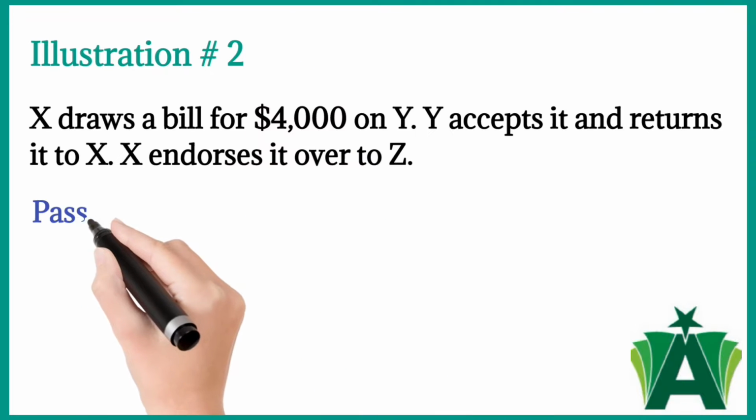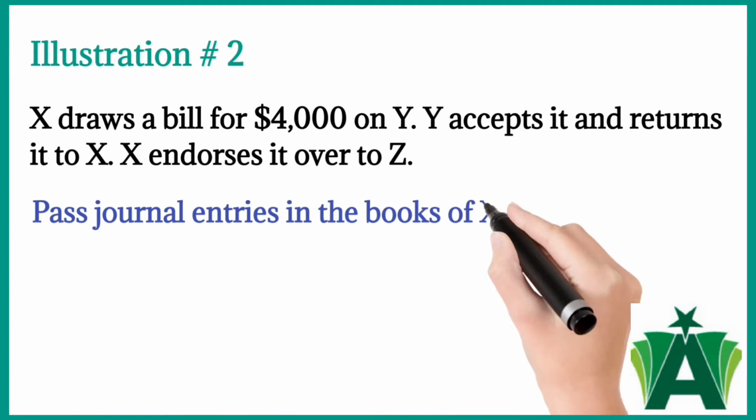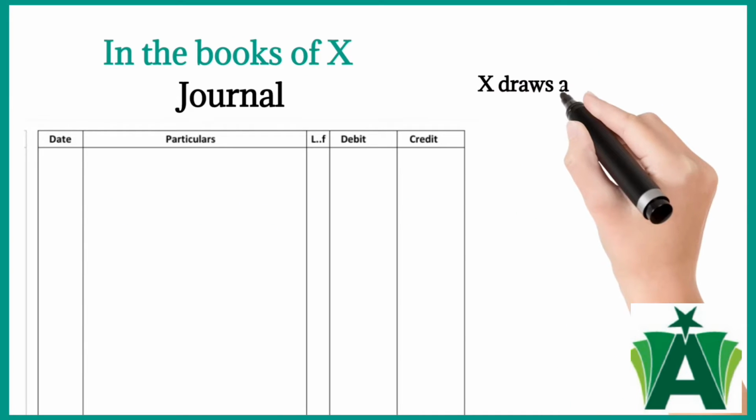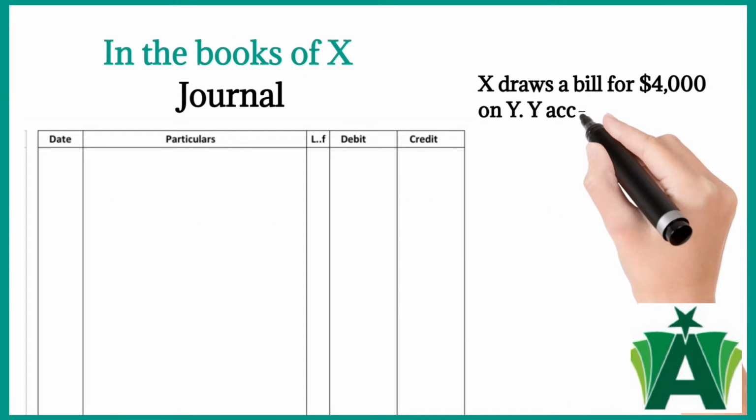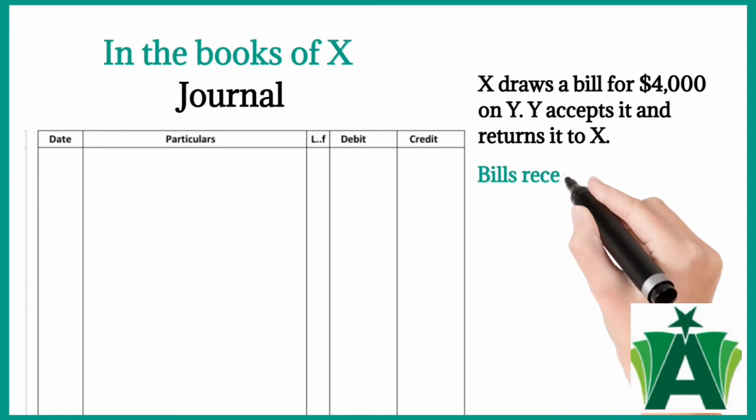Illustration number 2. From the following illustration, pass journal entries in the books of X. X draws a bill for $4,000 on Y. Y accepts it and returns it to X. Here two accounts are involved.